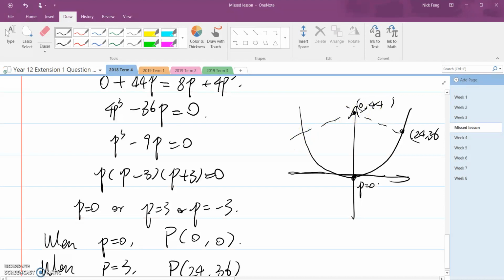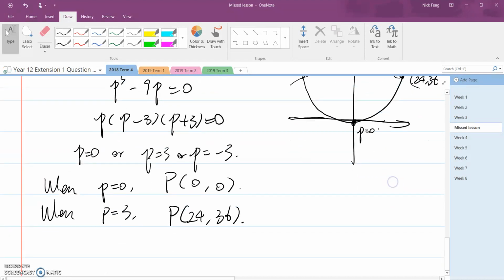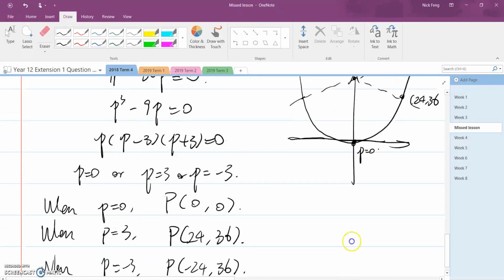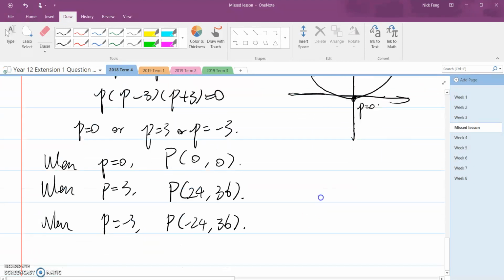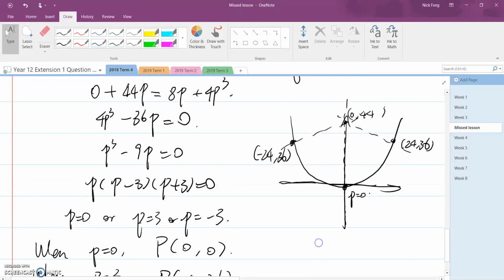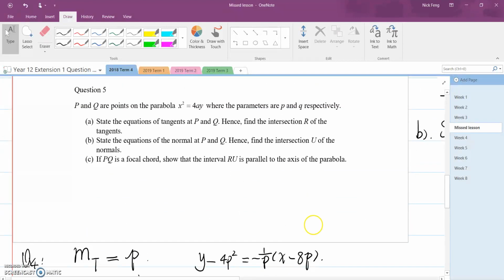And of course, we have a very, very similar one on the other side when p equals negative 3. Again, (2ap, ap squared) gives (negative 24, ...), and if you sub it in, you still get 36. So therefore, that's another point, (negative 24, 36), very similar to the one we got before in class. And this is the third normal when p equals 0, which of course, a vertical normal always passes through any point on the y-axis.